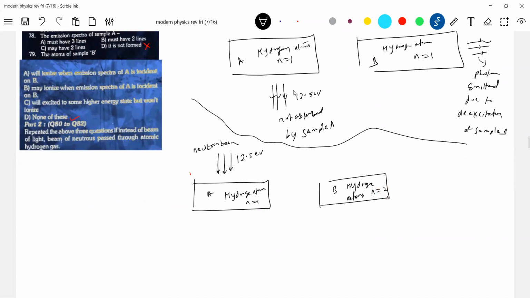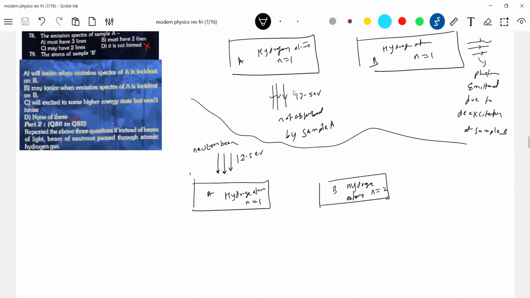What can happen now? Yes, now what is needed? How much is needed? It will absorb from the neutron beam. So 1 neutron will interact with a hydrogen atom where it will give 10.2 electron volt. 1 neutron may interact with a hydrogen atom where it may send it to a higher state also. Is any higher state possible? Second excited state is possible.